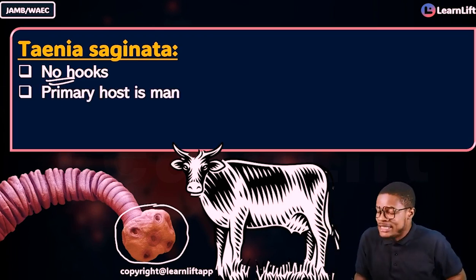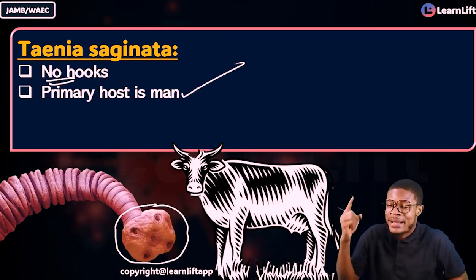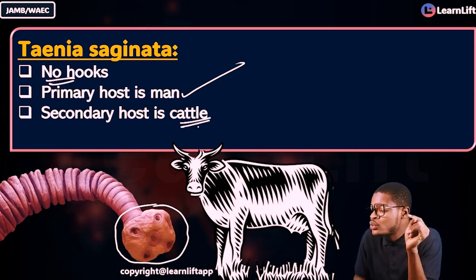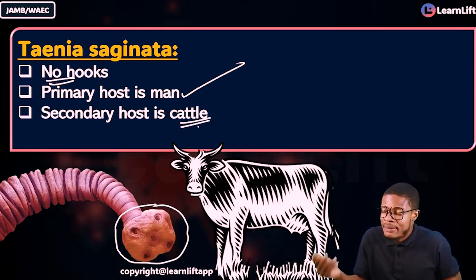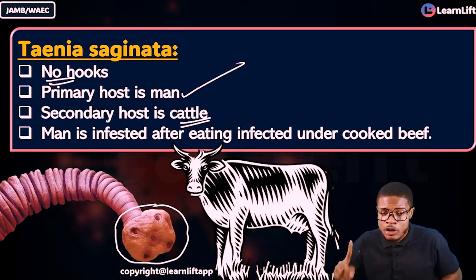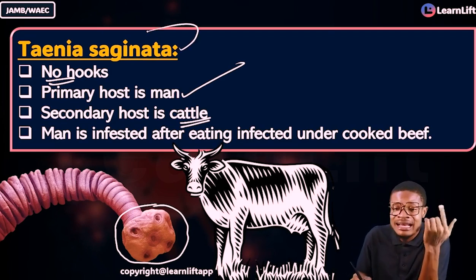Number 2, the primary host is what? Man. Man is always the primary host. And then number 3, very quickly, secondary host is now cattle. Are you seeing it now? Whether male or female, cattle. And then number 4, very fast, you should not play with this. Man is only infested with Taenia saginata, right?